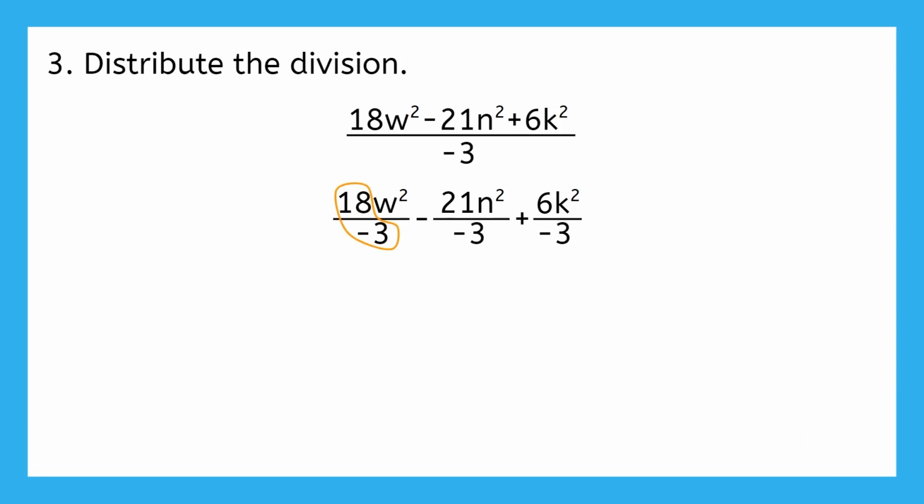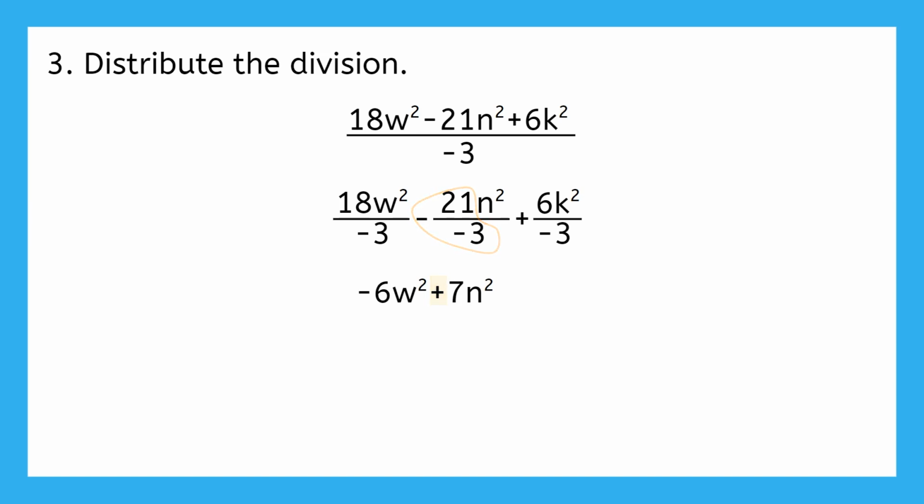18 divided by negative 3 makes negative 6, so this becomes negative 6w squared. It can help make your work easier if you consider the operation before a term like a sign. So for my middle term, I can think of this as minus, or negative 21, divided by negative 3, which gives me an answer of positive 7n squared. And that positive sign becomes our operation as a plus sign.